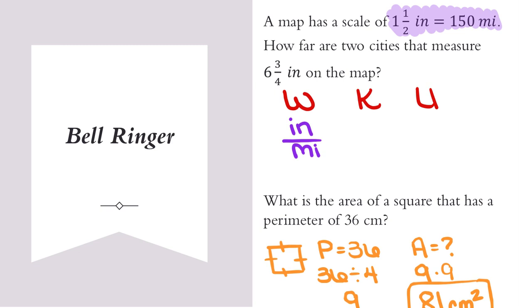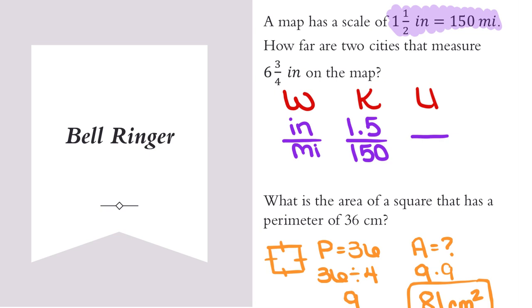The K stands for what you know. We know the map scale. We know that 1.5 inches is ratioed to 150 miles. We know this because it tells us this. The U is the unknown. This is where my third number and my variable come up. The third number is 6 3/4 inches.